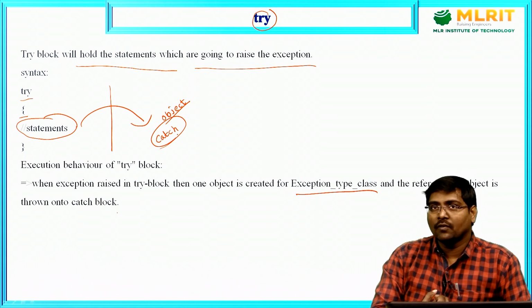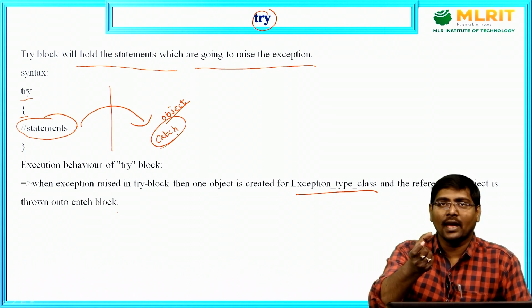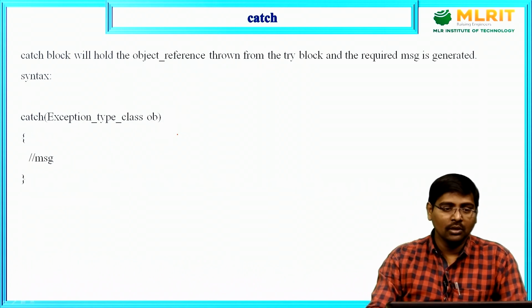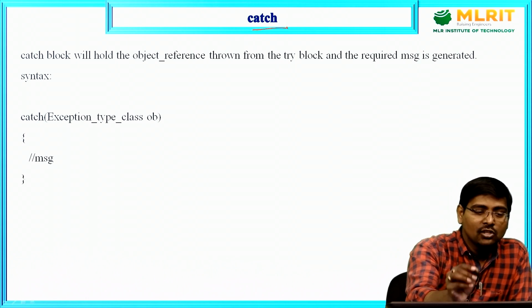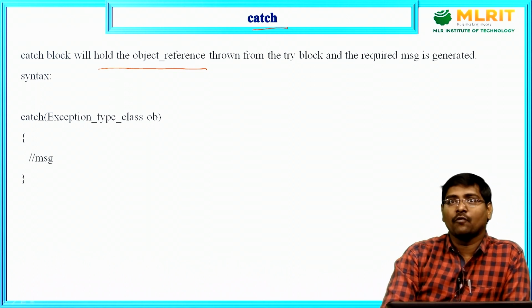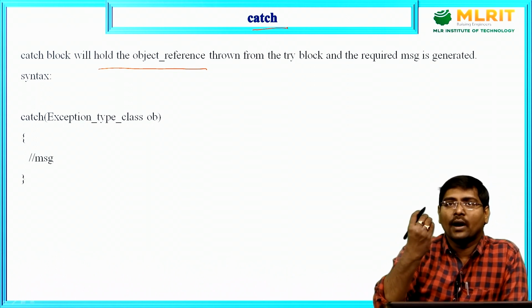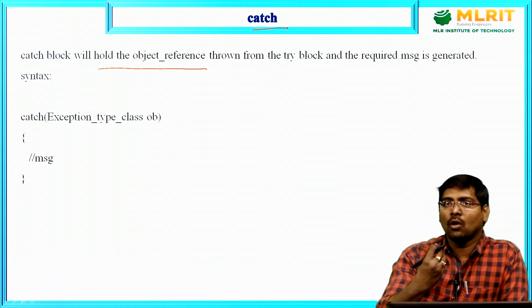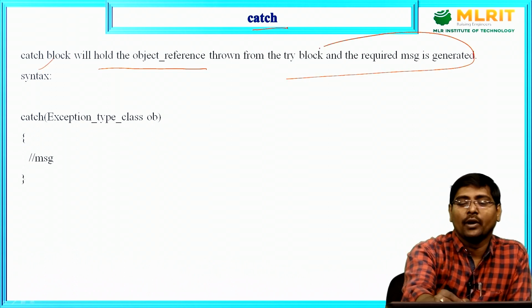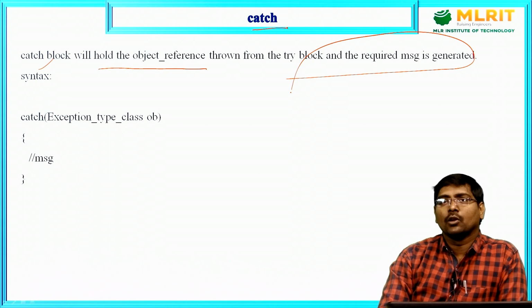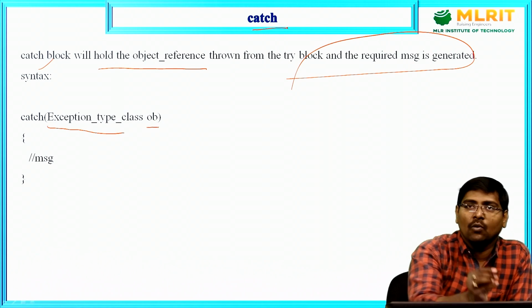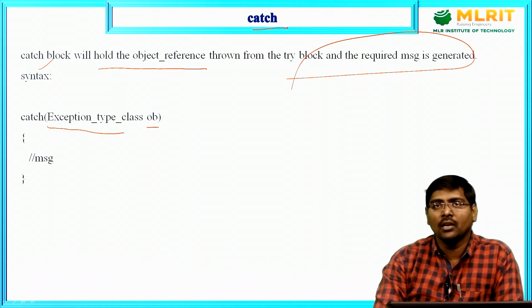Now, what is the purpose of the catch block? The purpose of the catch block is to handle the exception. That is my next point. Catch block: it will hold the object reference from the try block. Whatever is thrown by the try block is caught by this one, and it prints the required message. Whatever message you want, that particular message is printed. See this one, the type of exception and OB.